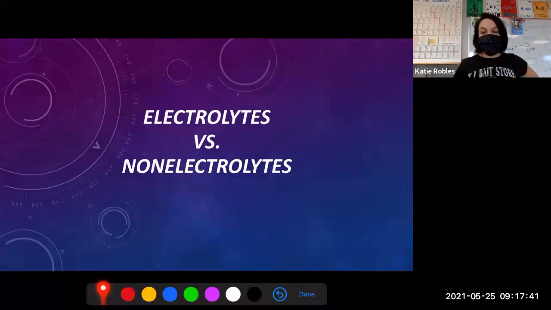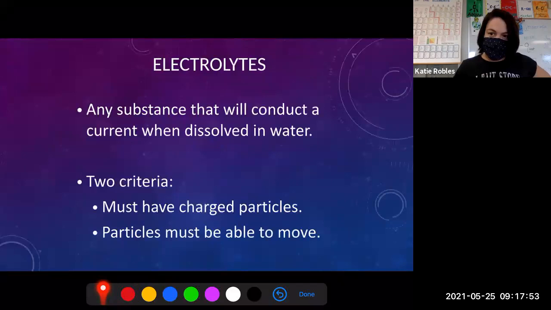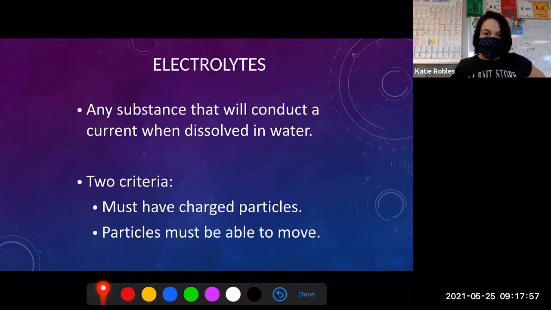Okay, so we're going to talk about electrolytes versus non-electrolytes, and believe it or not, this does have significance in chemistry. You might be thinking it's just something to do with electrolytes in your body, but in chemistry, an electrolyte is any substance that will conduct an electrical current when it's dissolved in water. So that's what it is.